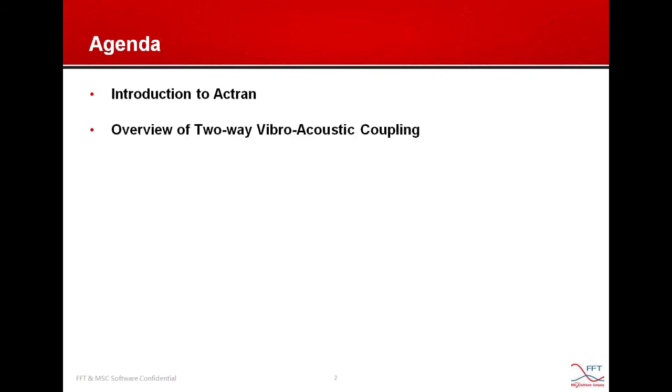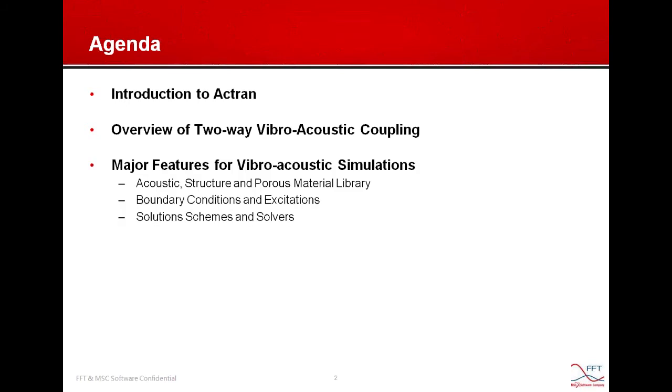And in today's agenda, first I will briefly introduce the Actran software suite, then the overview of two-way vibro-acoustic coupling and its main problem types. Then we will look at some major features of Actran to realize such strongly coupled vibro-acoustics. So these features are the acoustic, structure, and porous element library, the different excitations and boundary conditions, and the solution schemes.